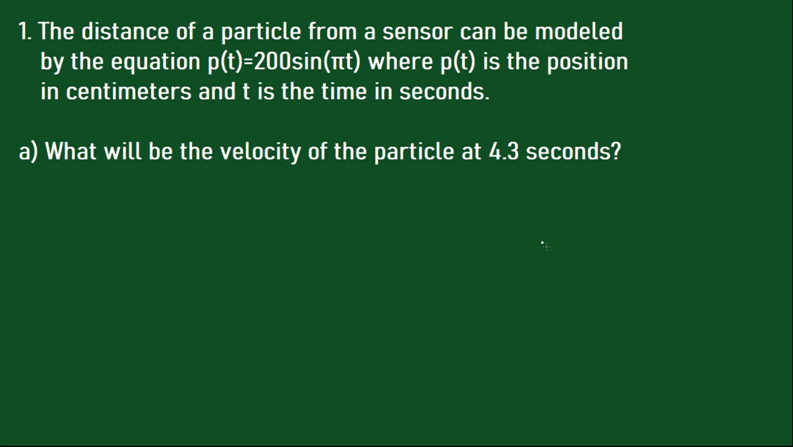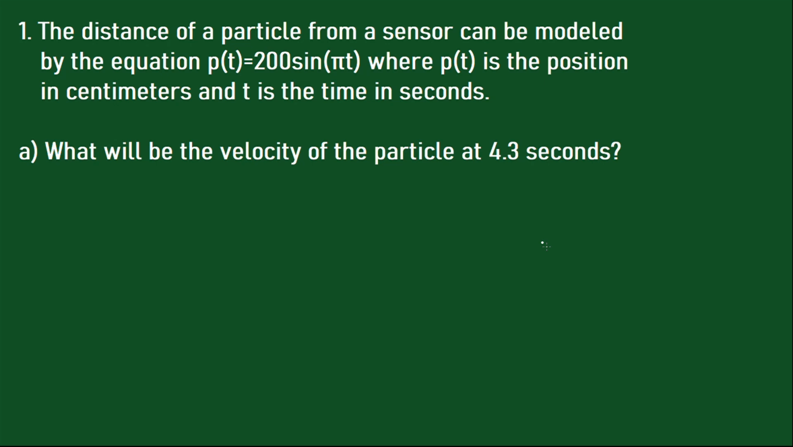Let's try an application word problem using calculus. The distance of a particle from a sensor can be modeled by the equation p(t) = 200 sin(πt), where p(t) is the position in centimeters and t is the time in seconds. Part A. What will be the velocity of the particle at 4.3 seconds?